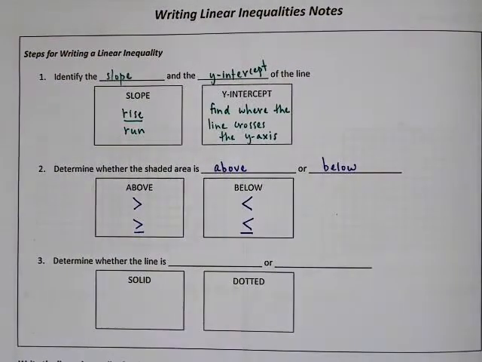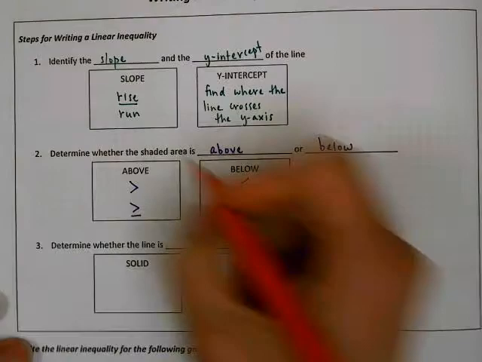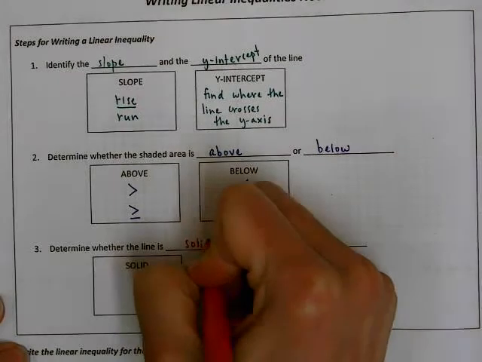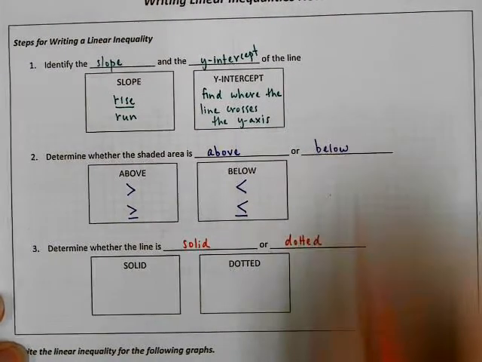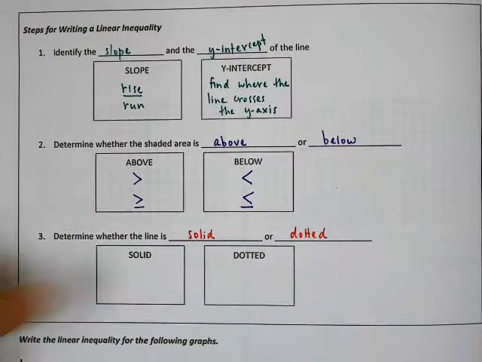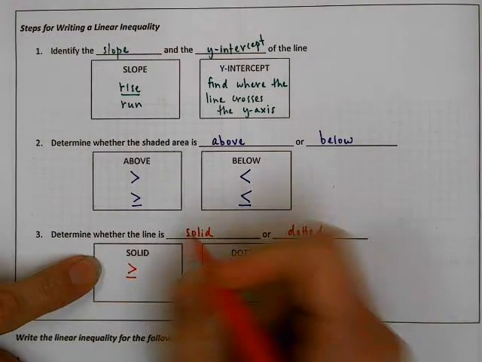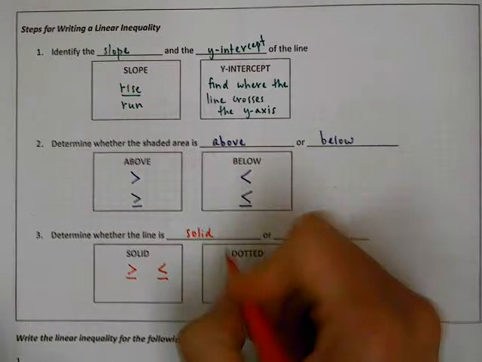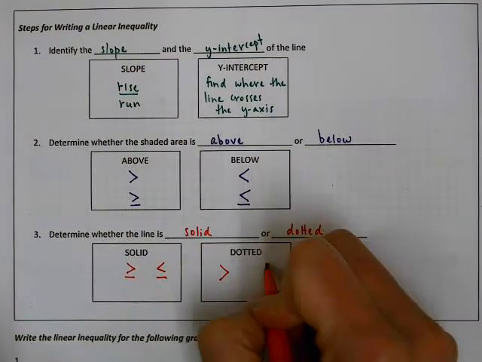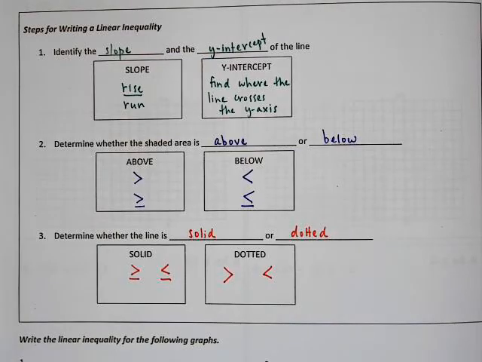And then for step 3, we're going to determine whether the line is solid or dotted, or dashed, however you like to think about that. Now, if it's a solid line, that means my inequality is either greater than or equal to or less than or equal to. If it's dotted, I'm going to have a strictly greater than or a strictly less than. So let's go ahead and do two examples to put this all together.